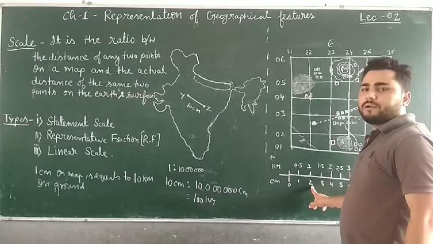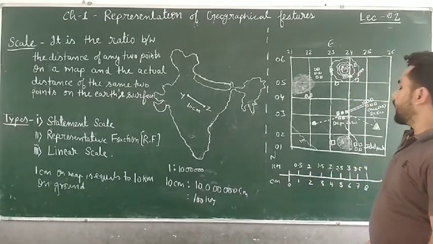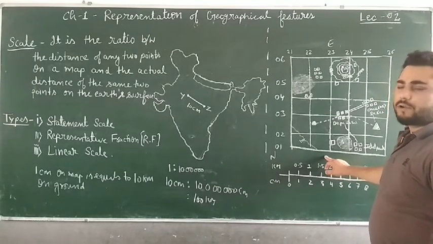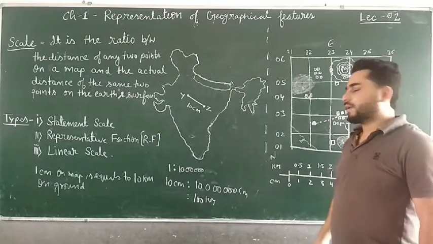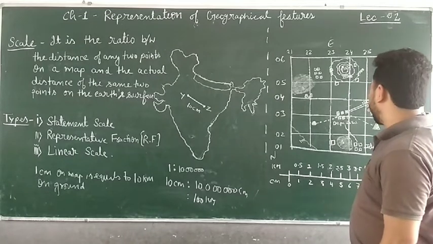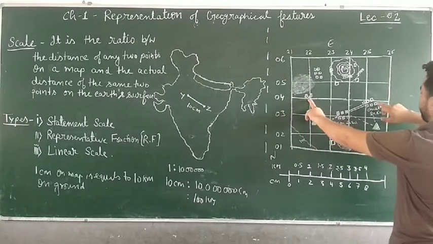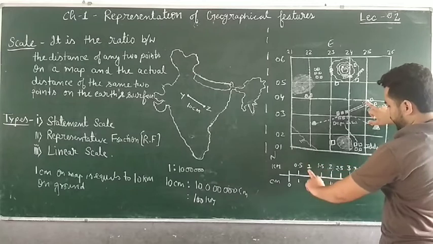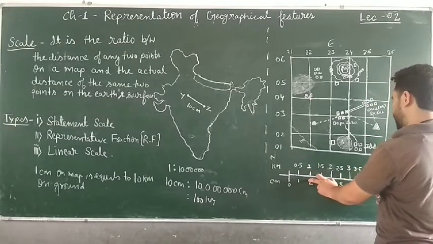Likewise 2 centimeter on paper will be equal to 1 kilometer on ground. 3 centimeter on the topographical map or paper will be equal to 1.5 kilometer on ground. Likewise 4 centimeter will be equal to 2 kilometers on ground. So this is called linear scale. Suppose here the bus stand is there, and here we have Chaudhary Sarai. The distance between them is how much?